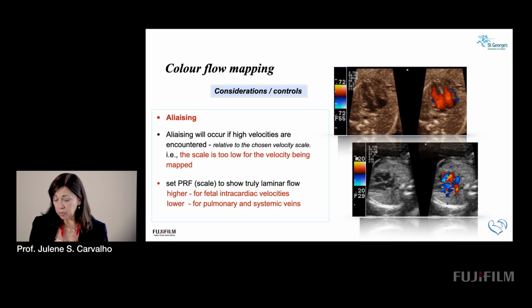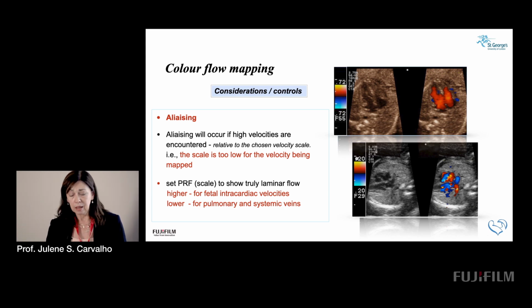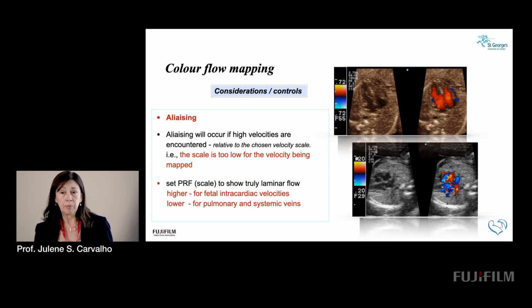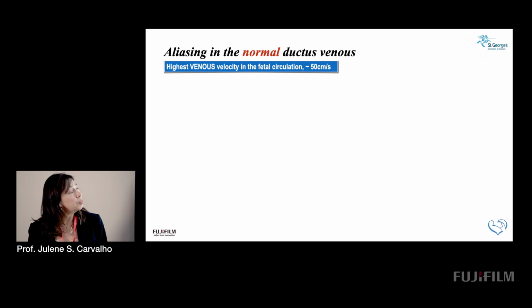So in here, for example, it doesn't give a lot of information about the heart, but because you're concentrating on pulmonary veins, and we'll come back to that. So higher velocities for intracardiac structures and lower velocity for the systemic and pulmonary veins, depending on what you want to see. It's also important to highlight that we can get aliasing in the normal circulation even if we are using those velocities.